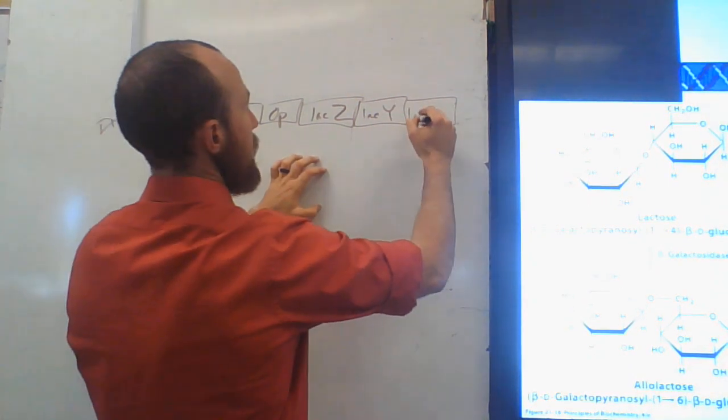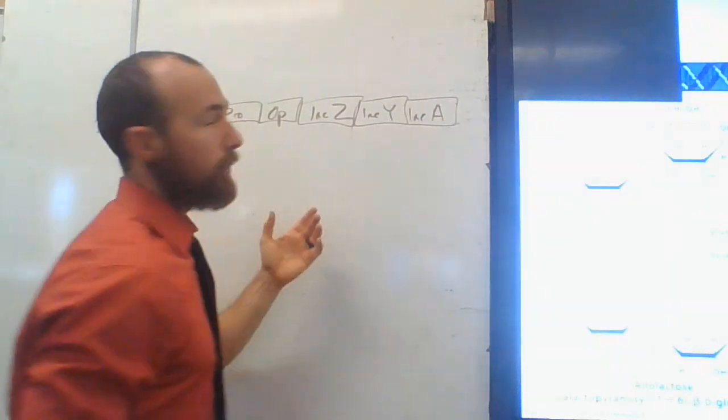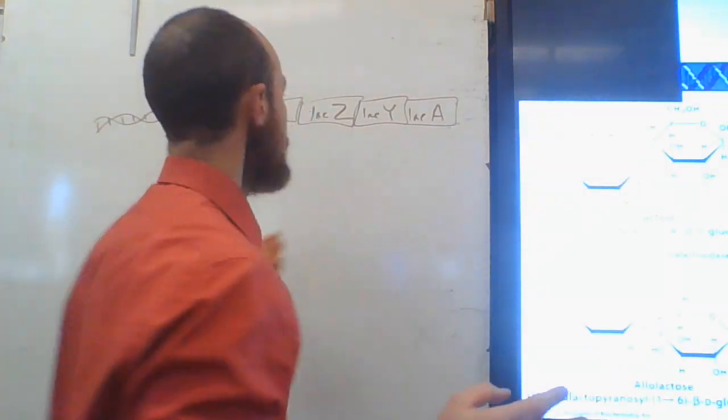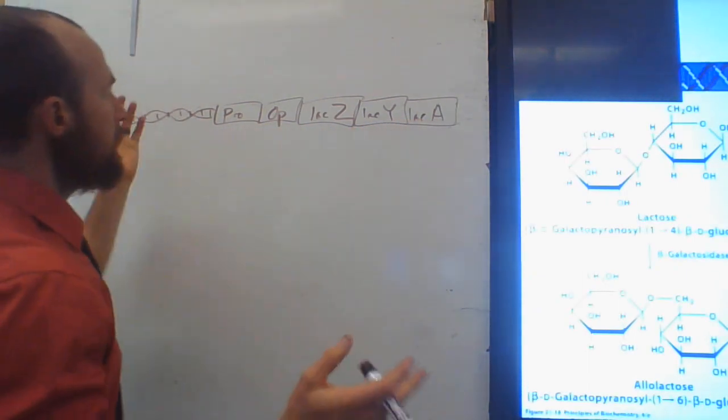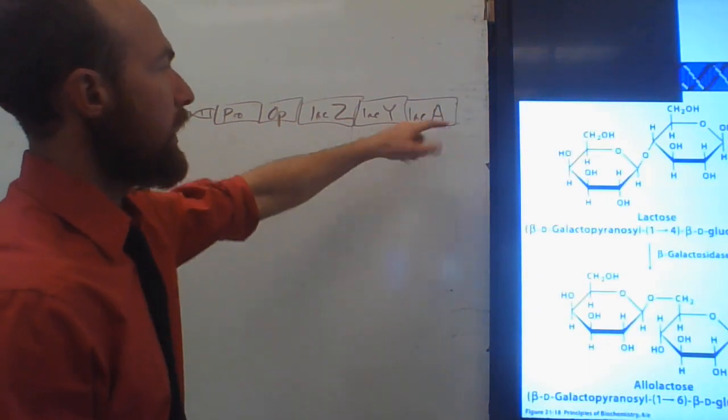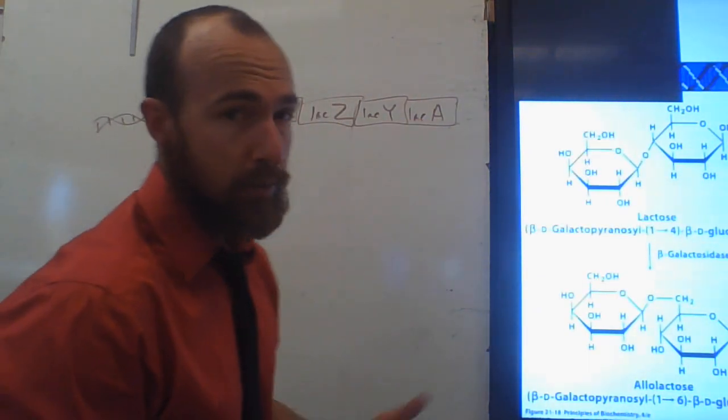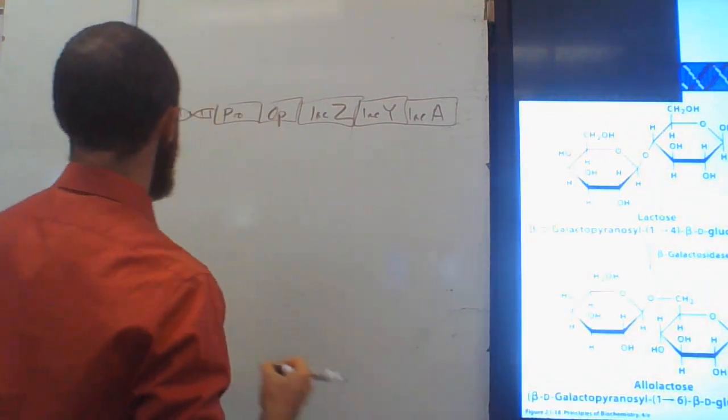Y and lac A. How do you remember ZYA? I don't know. Remember, okay? ZYA, something like that. We got lac Z, Y, A, sure, promoter, operator, ZYA. This is not as important for you to memorize, but it can be really helpful.